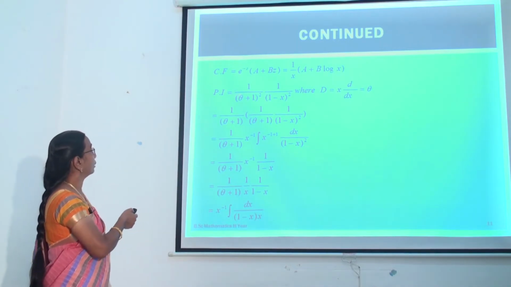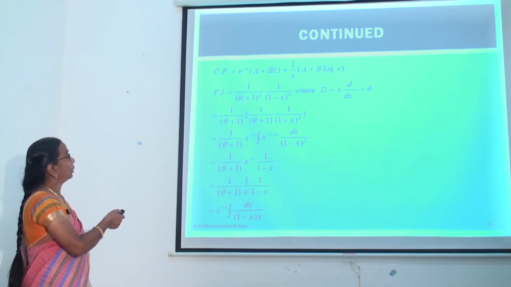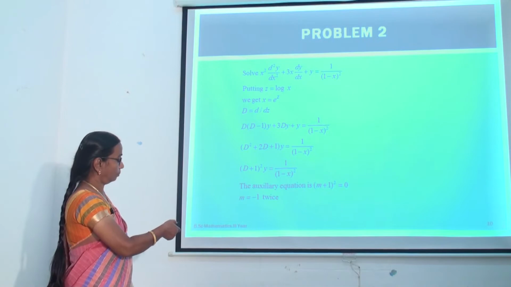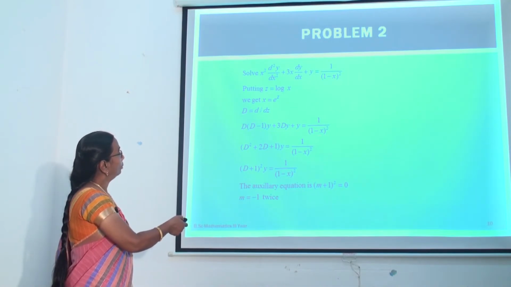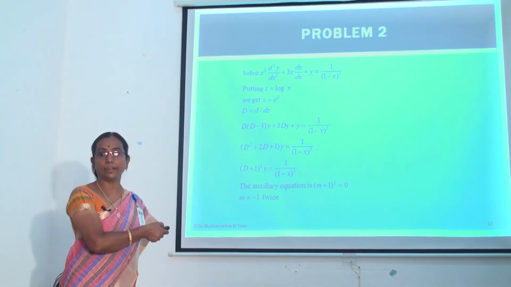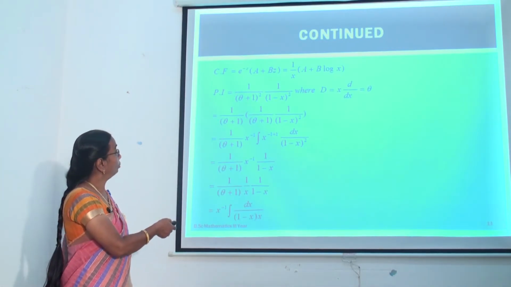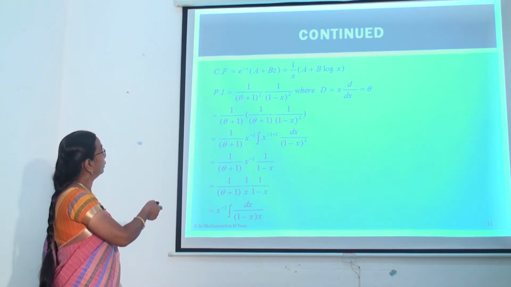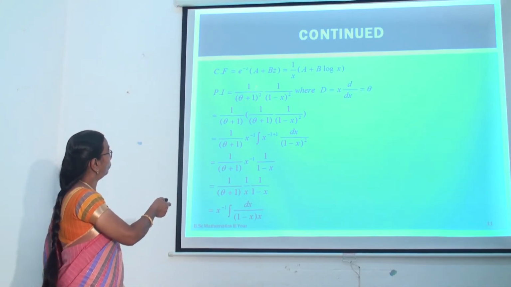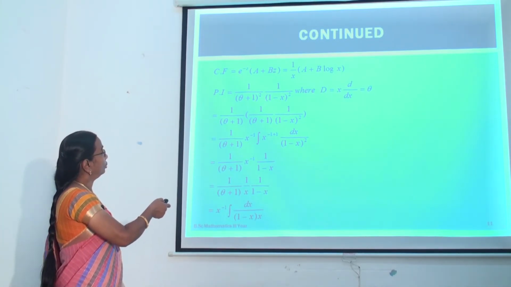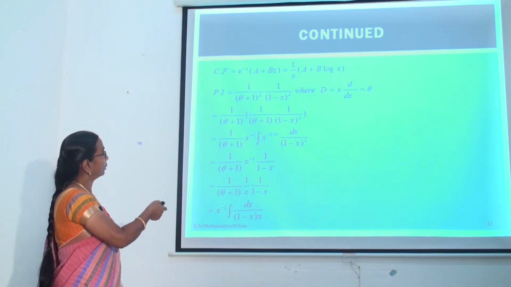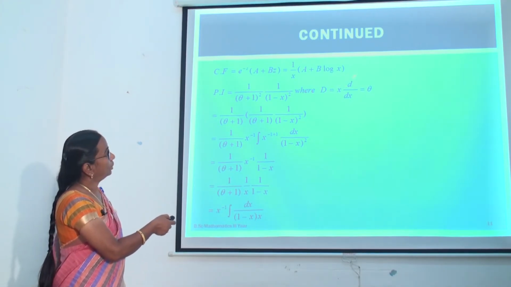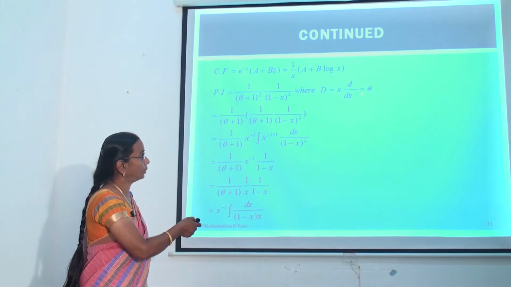Next we will find the particular integral 1 by (theta plus 1) whole square. Here it is 1 by 1 minus x, so in this case we can apply the operator theta instead of D. In the place of D we are taking theta. That's the main difference. So 1 by (theta plus 1) whole square of 1 by (1 minus x) whole square, where D is equal to x into d by dx. What is x into d by dx? That is nothing but theta.